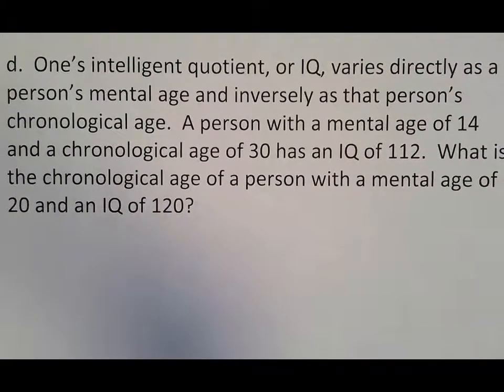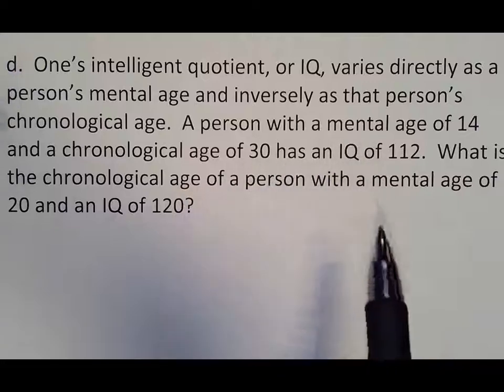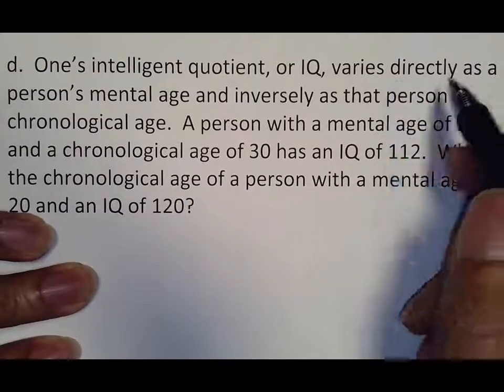The hardest part is reading these. Intelligent quotient, or IQ, varies directly as a person's mental age and inversely as a person's chronological age. A person with a mental age of 14 and a chronological age of 30 has an IQ of 112. So let's see. This is a double part because it gives me two different words.